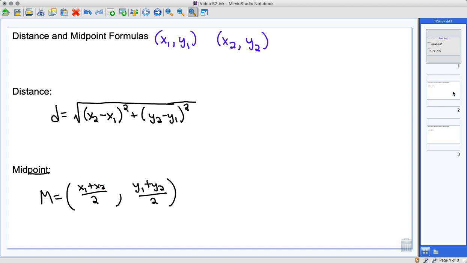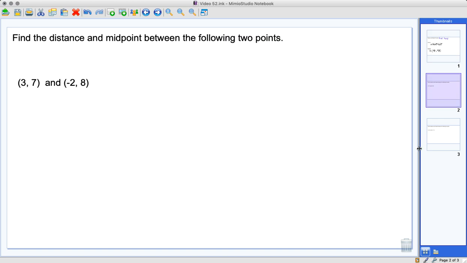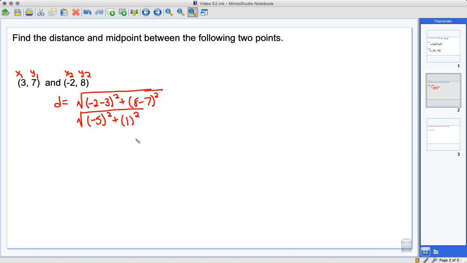Okay. All right, so find distance and midpoint between the following 2 points. So this one I'm going to let x1, y1. This is x2, y2. So distance, so square root of -2 minus 3 squared plus 8 minus 7 squared. So square root of -5 squared plus 1 squared. So -5 squared is 25. 1 squared is 1. So you get square root of 26.